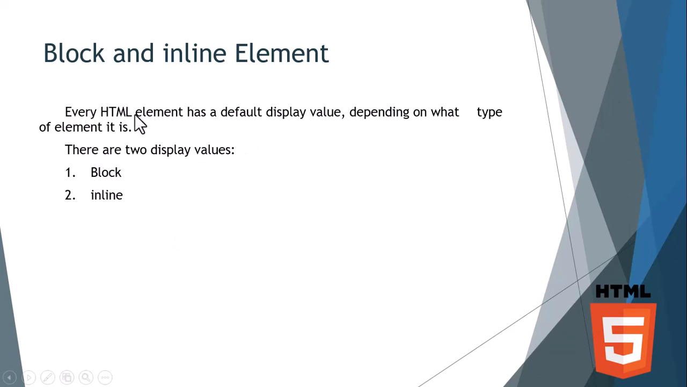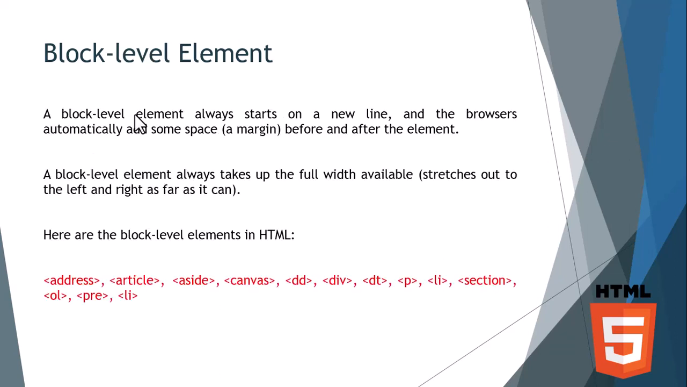HTML element has a default display value depending on what type of element it is, and there are two types of display value, which are block and inline. A block element, or block-level element, always starts on a new line, and the browsers automatically add some space, which is a margin, before and after the element.